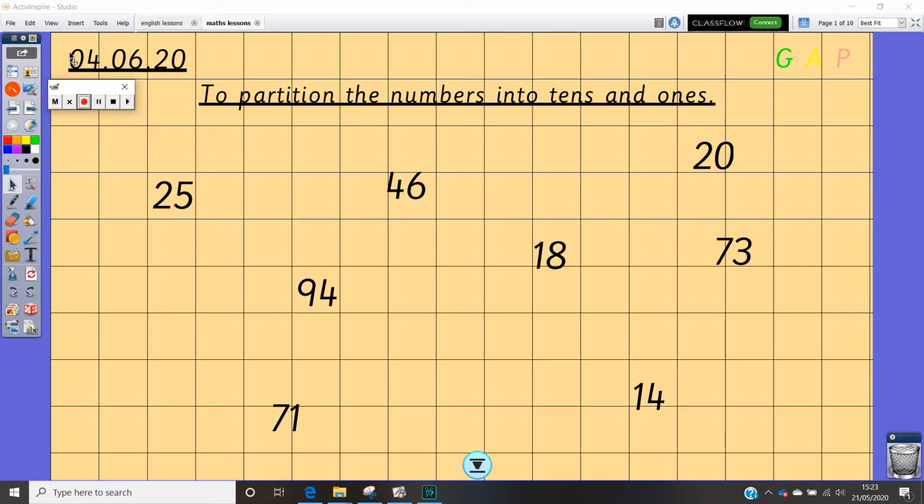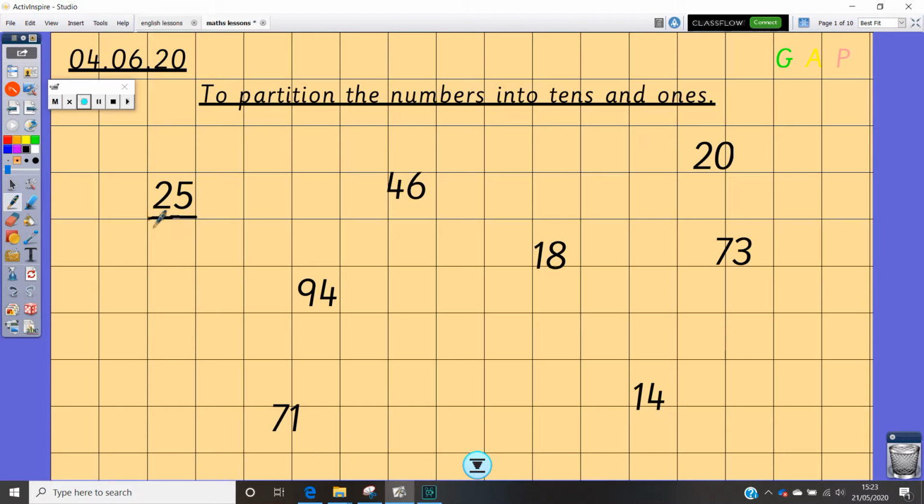So we're going to begin our maths today by looking at partitioning numbers into tens and ones. We've got a variety of different numbers on the board here, and we're going to look at what happens if we were to partition them into their tens and their ones. Now, we are really good at using our tens and ones jottings, so we're going to transfer that knowledge into partitioning with these numbers. So we'll start with this number here.